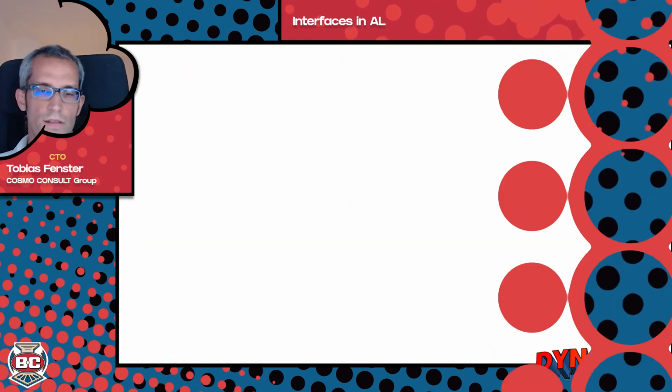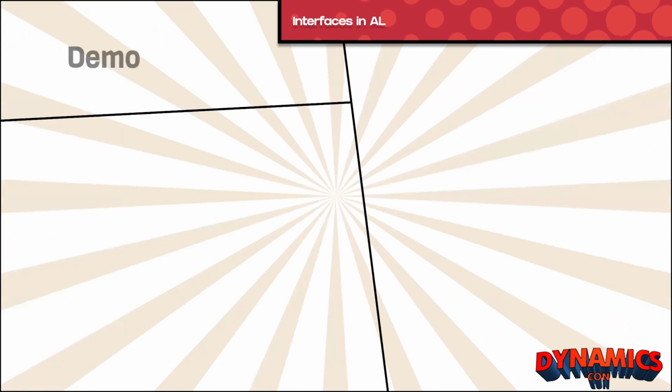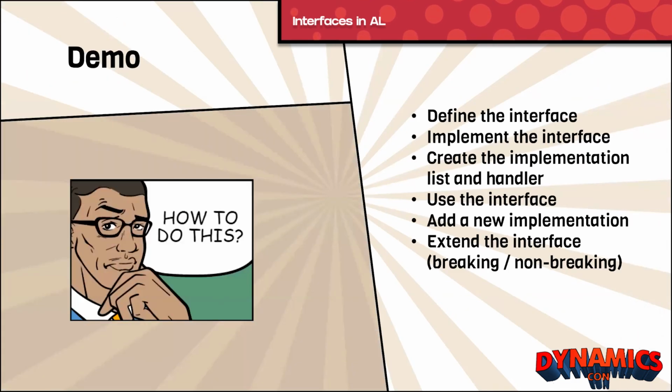Okay, so much for the theory. How does it actually work? How does it actually look like? We'll jump right into a demo. How do we do this? What we will do, just to let you know in advance, is we will define an interface, implement it, create an implementation list and a handler. We will use the interface so you can see how it actually looks like from a user perspective. We will add a new implementation, and then we will extend it in a breaking and in a non-breaking way.